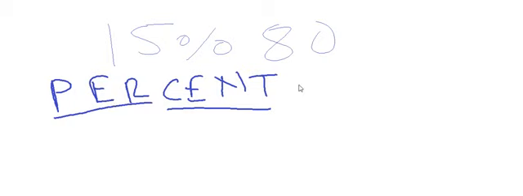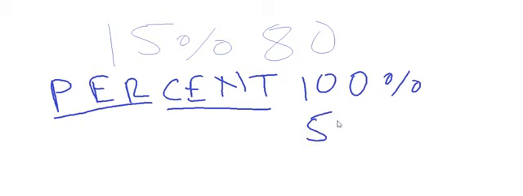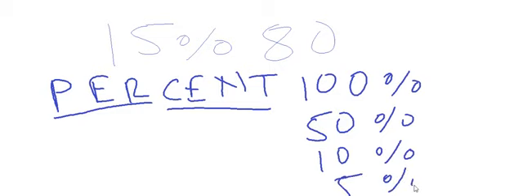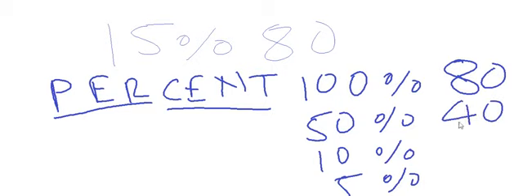So let's think about what is 100%, 50%, 10%, and 5% of any given number. So 100% of any given number is the number itself. Like if we talk about 80, then 100% of 80 is 80. Okay, 50% is half of 100. So 50% of a number will be half of 80, that is 40.